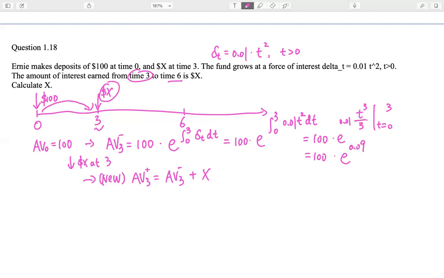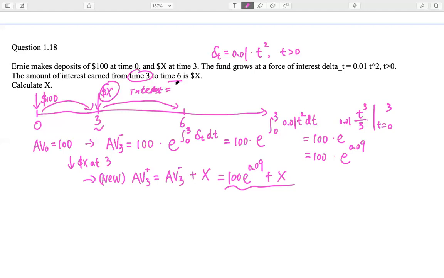Okay, keep that number. I don't need it at this moment. I just copy everything. 0.09 plus x. So this is the amount the earnings account will show at the end of year 3. Okay. Now, what information do I have? I know from year 3 to year 6, I know the interest.